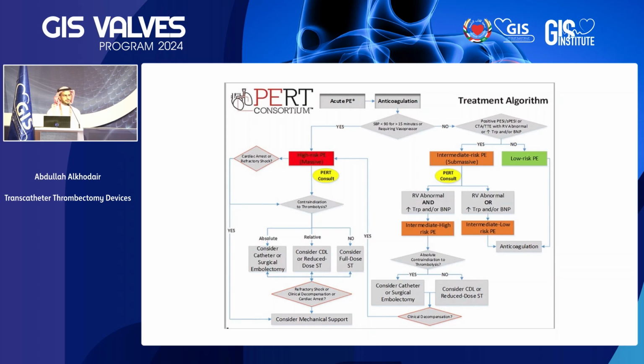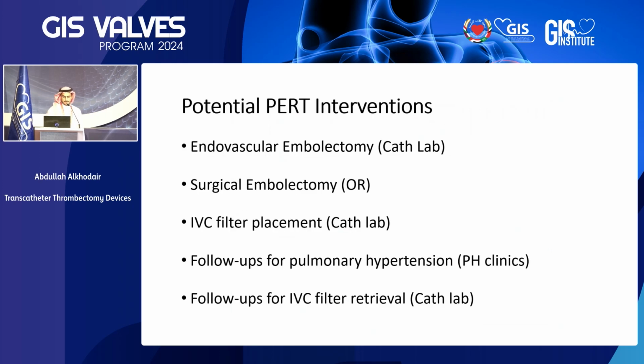So you incorporate your clinical assessment, hemodynamics, RV size on echo, RV function, and also the biomarkers, troponin and BNP, to come up with the best treatment approach for those particular patients. The PERT team recommendation can vary from surgical embolectomy, endovascular embolectomy, IVC filter placement, TPA, and should also be part of longer-term follow-up, making sure there are no long-term sequelae of PEs as well.